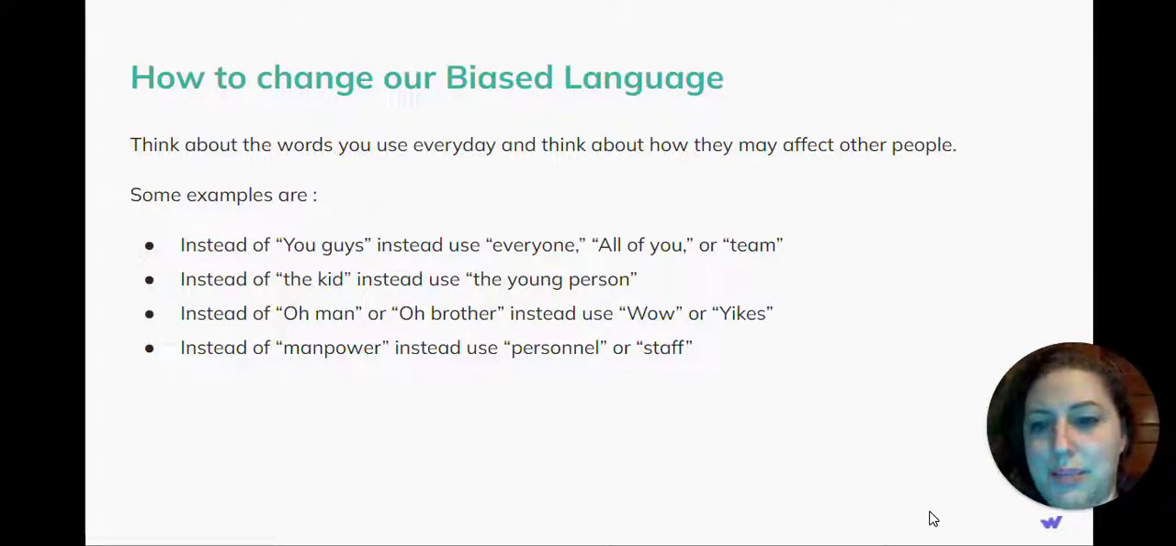Some examples are saying "you guys" instead of "everyone," "all of you," or "team." Instead of saying "the kid," use "the young person." Instead of saying "oh man" or "oh brother," use "wow" or "yikes." Instead of using manpower, use the word personnel or staff.